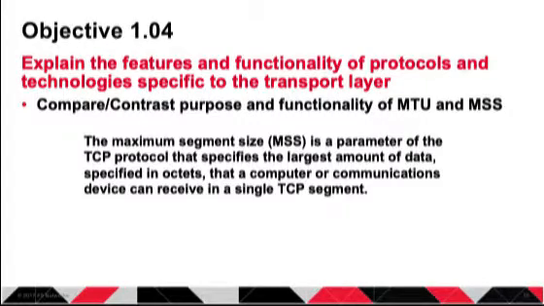MSS, on the other hand, is considered the maximum segment size. This is a parameter of the TCP protocol, not a layer 3 function, a layer 4 function of the OSI model, that specifies the largest amount of data, specified in octets, that a computer or communications device can receive in a single TCP segment. So, how big of a chunk of data can my operating system process at a time? And this is calculated based on different values of the operating system. So every operating system will generally have a different value as their MSS.